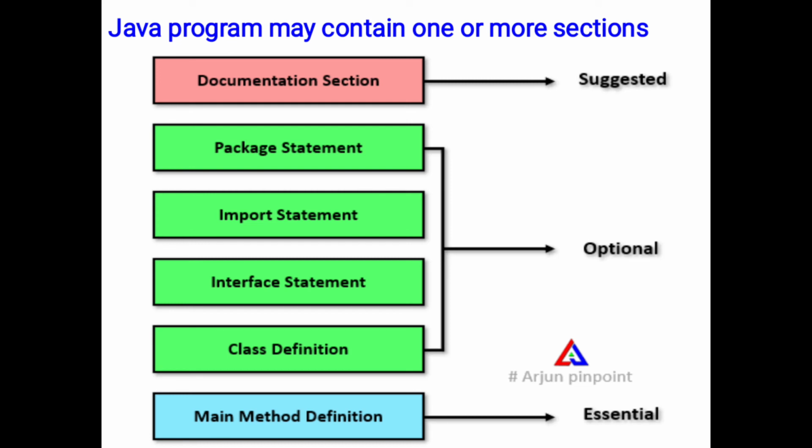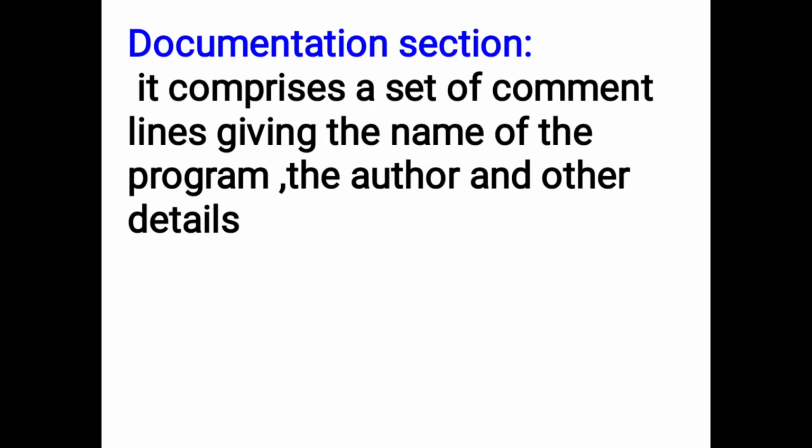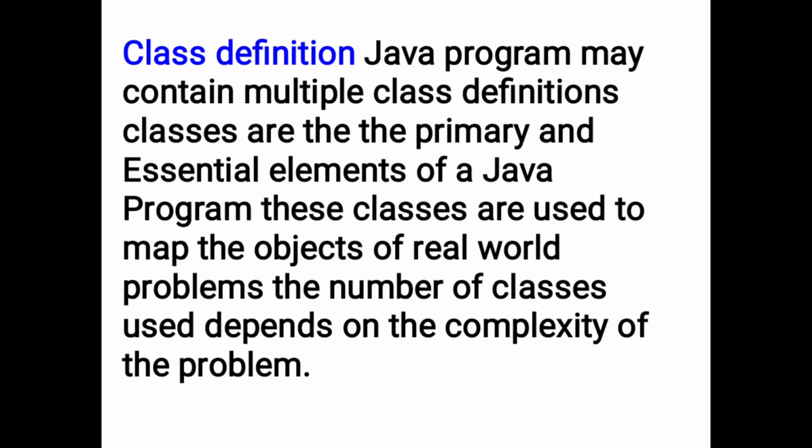Next one is the class definition. A Java program may contain multiple class definitions. Classes are the primary and essential element of a Java program. These classes are used to map the objects of real-world problems. The number of classes used depends on the complexity of the problem.